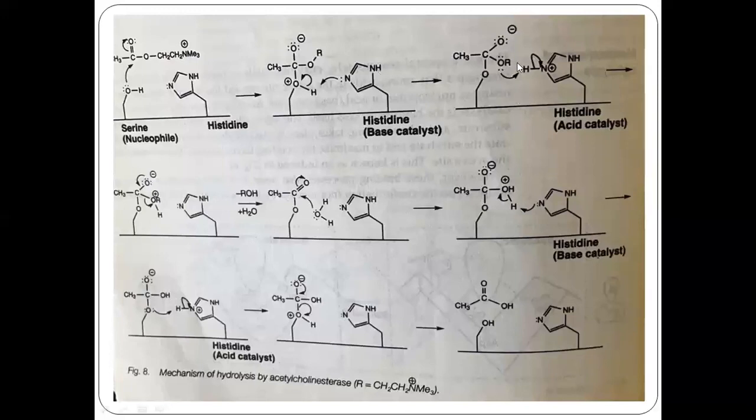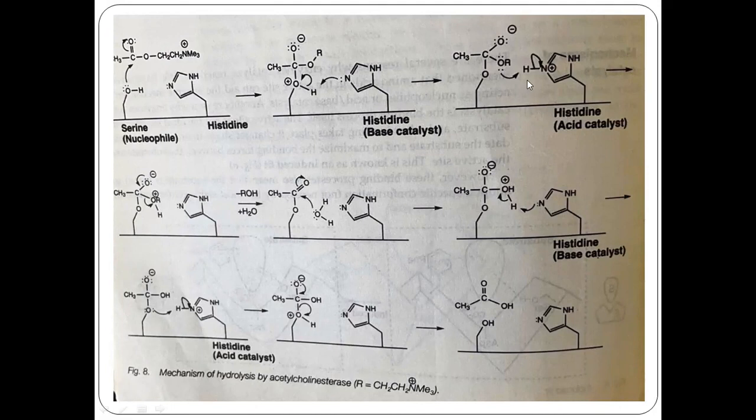See, like the same. Now, histidine. This alcoholic molecule will take up this proton. Histidine is acting as an acid catalyst here because it is the proton donor. In this case it is the proton acceptor, a base catalyst. Now histidine is acting as an acid catalyst, giving away the proton to this group.